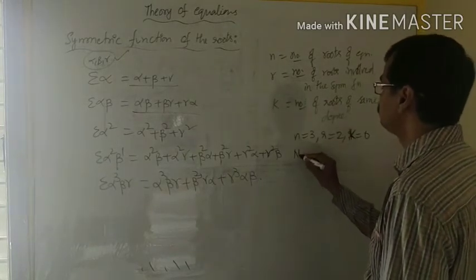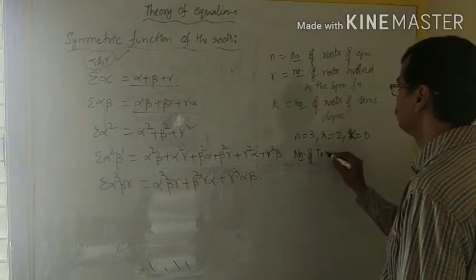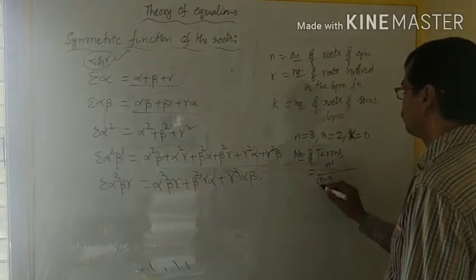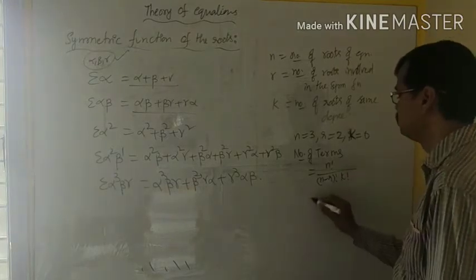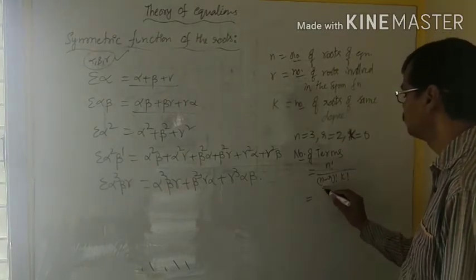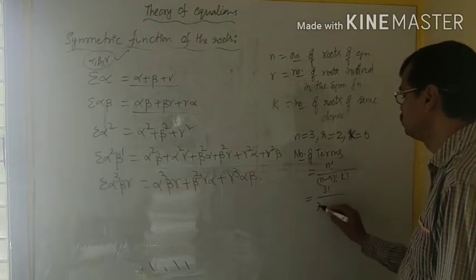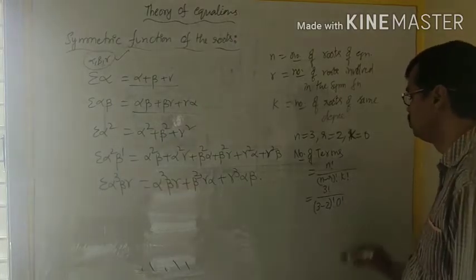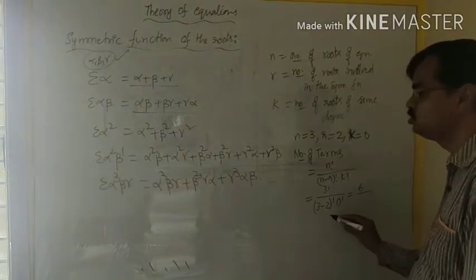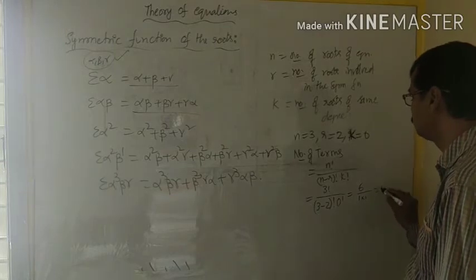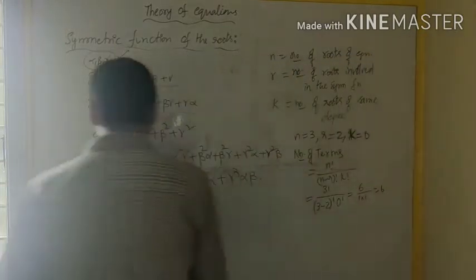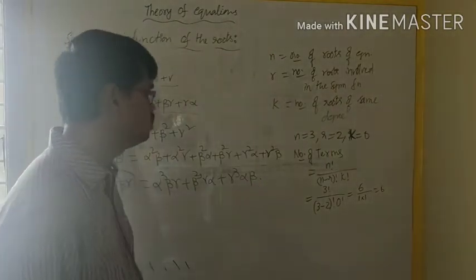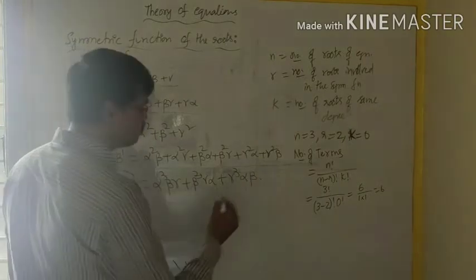So the formula for the number of terms is n factorial by n minus r factorial into k factorial. So n factorial is 3 factorial by 3 minus r value 2, 3 minus 2 factorial into k value 0 factorial. So 3 factorial is 6, 3 minus 2 is 1, 1 factorial is 1, 0 factorial is 1. So we got 6 terms. Now check this one. How many terms do we get? 3 terms.